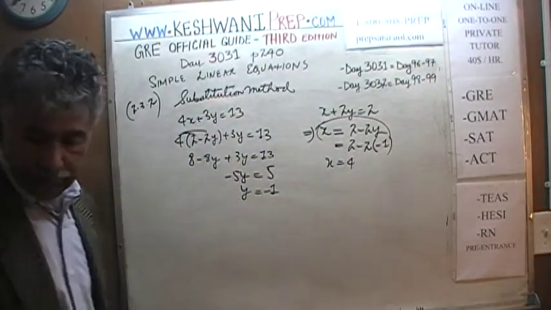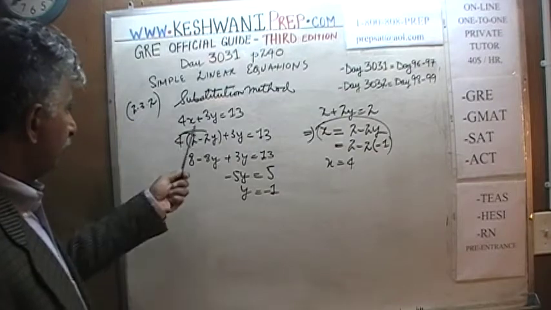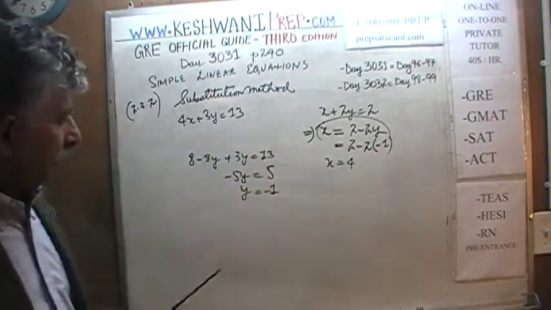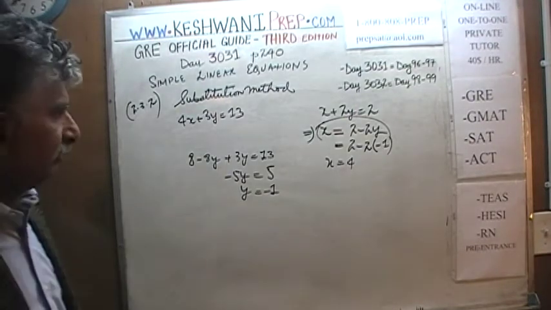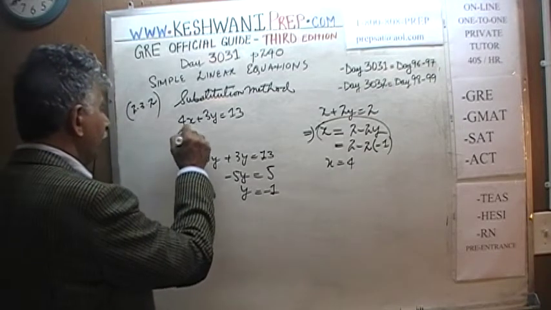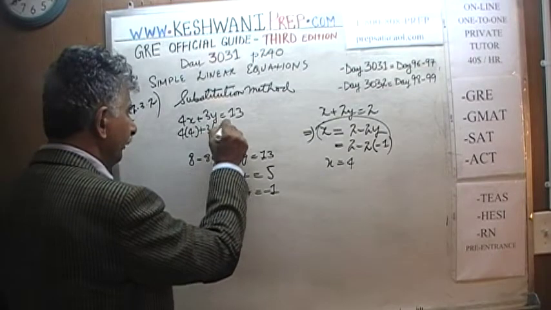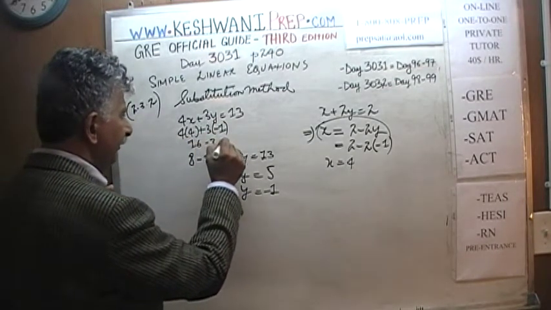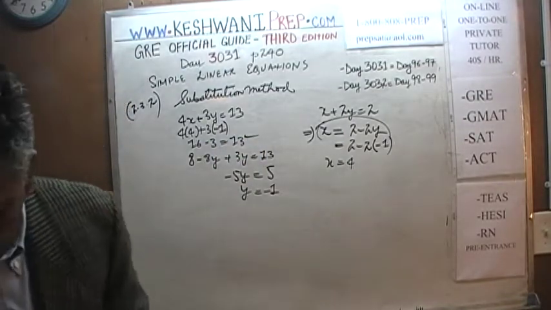At this time, it might not be a bad idea to verify your work. Let's verify up here. What we're claiming is that y is negative 1 and x is 4. We're going to put those values in here, make sure they make sense. x is 4, so 4 times 4 plus 3 times negative 1 better equal 13. 4 times 4 is 16, minus 3 is indeed 13. It checks out.